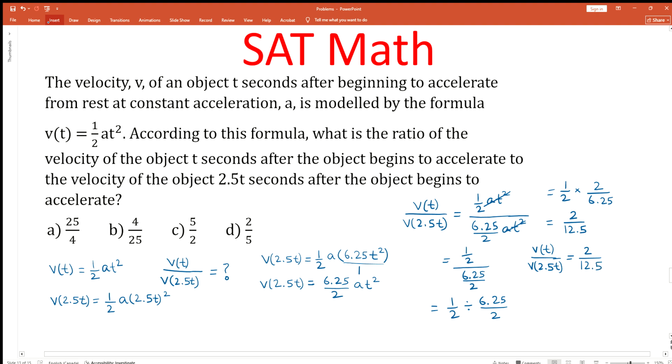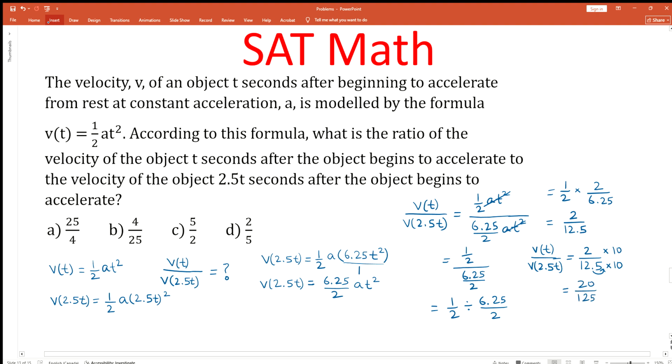As you can see in the given answer choices, there are no decimal numbers. 2 over 12.5 is not one of the given answer choices, so we have to simplify our fraction. We should get rid of the decimal point in the denominator. For that, we should multiply the numerator and the denominator by 10. Because if we multiply 12.5 by 10, the decimal point will move one place to the right side and we'll get the whole number 125. So I get 20 over 125.